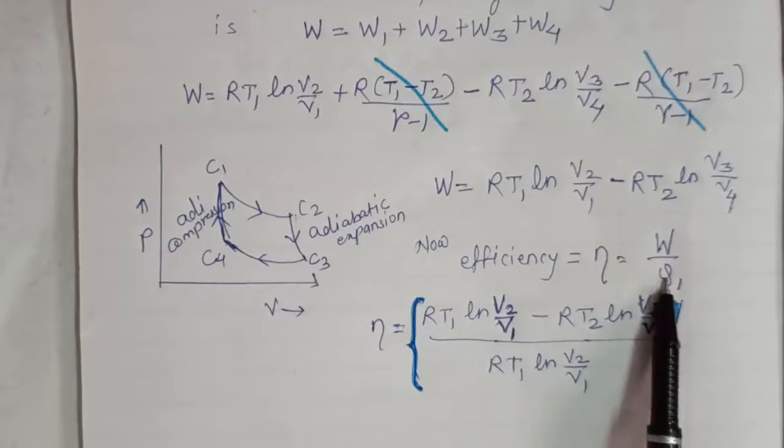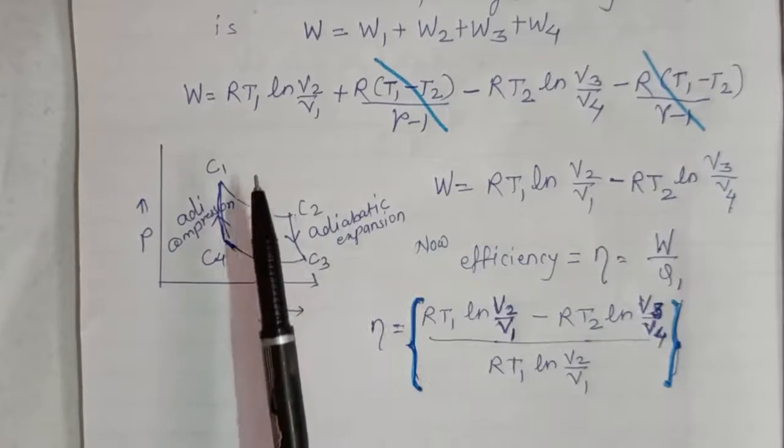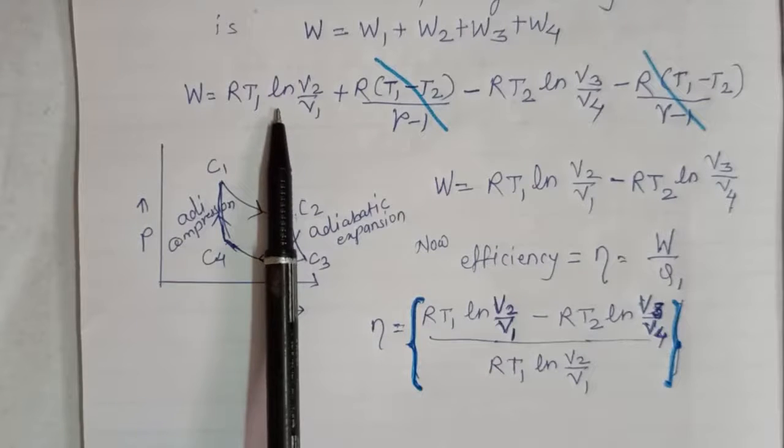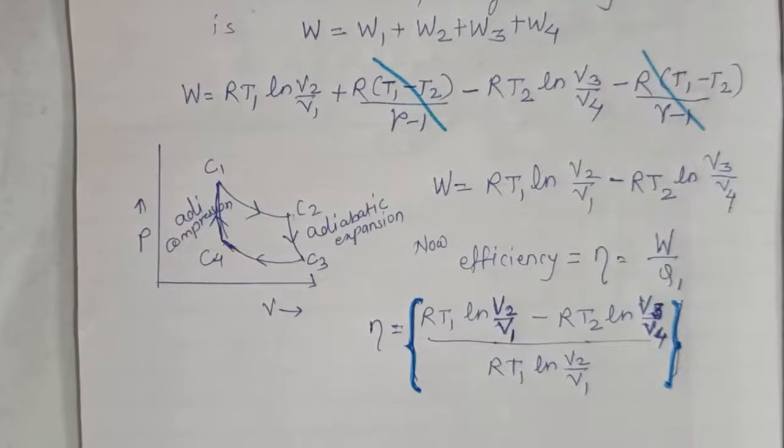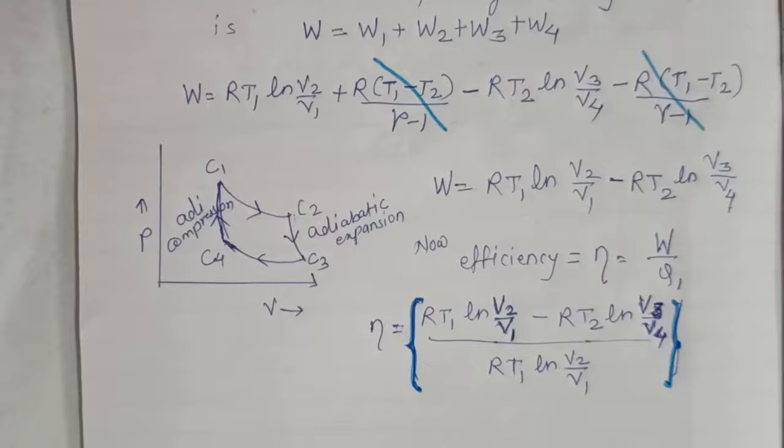The value of Q1 is nothing but the work done W1. Put here the value of W1, that is Q1. Then finally we get this relation.